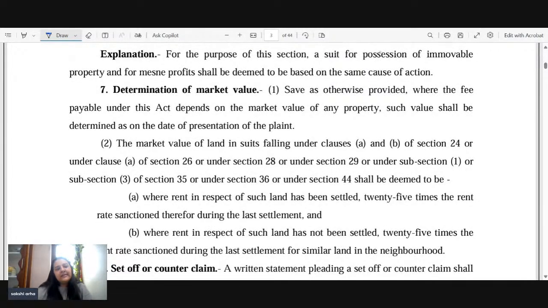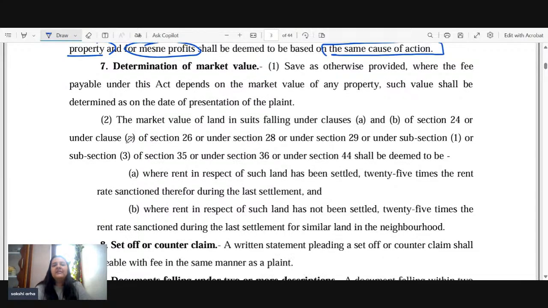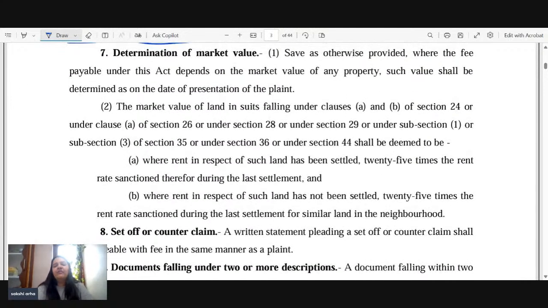Okay. Now this explanation is again very important. Explanation says a suit for possession of immovable property and for mesne profit. Okay. इन दोनों का जो सूट है for the possession of immovable property and mesne profit, they shall be deemed to be based on the same cause of action. Okay, माना जाएगा कि ये जो सूट्स हैं ये सेम कॉज ऑफ एक्शन पे बेस्ड हैं. Then section 7, that is determination of market value.